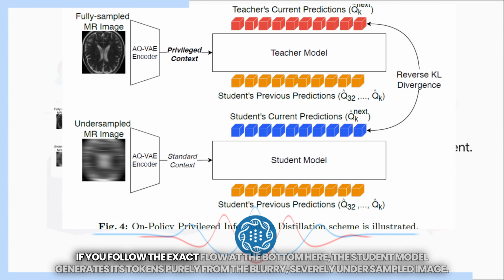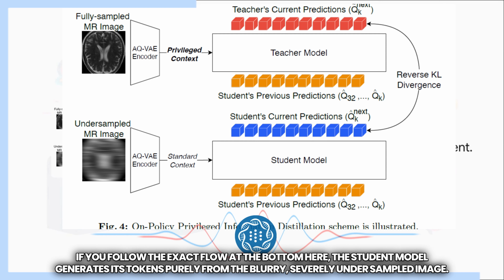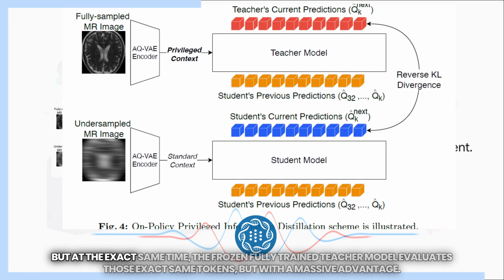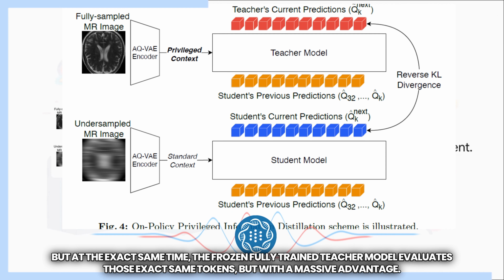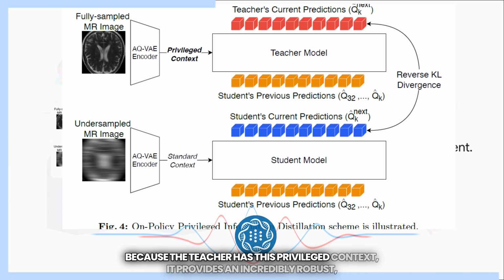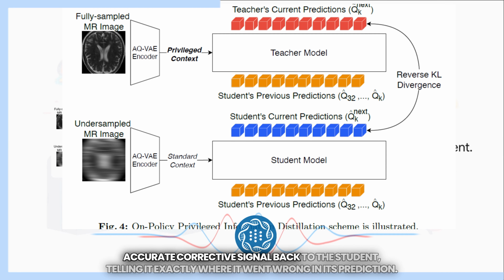If you follow the exact flow at the bottom here, the student model generates its tokens purely from the blurry, severely undersampled image. It's doing its absolute best with very limited information. But at the exact same time, the frozen, fully trained teacher model evaluates those exact same tokens, but with a massive advantage. The teacher has access to the cheat sheet, the fully sampled perfect ground truth image. Because the teacher has this privileged context, it provides an incredibly robust, accurate corrective signal back to the student, telling it exactly where it went wrong in its prediction.